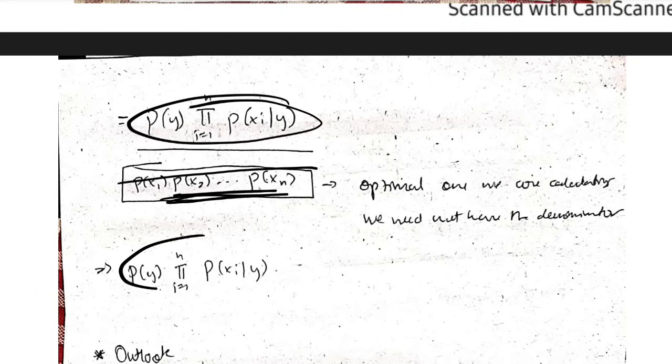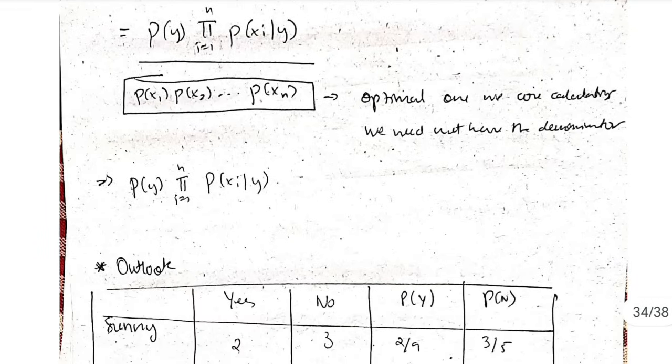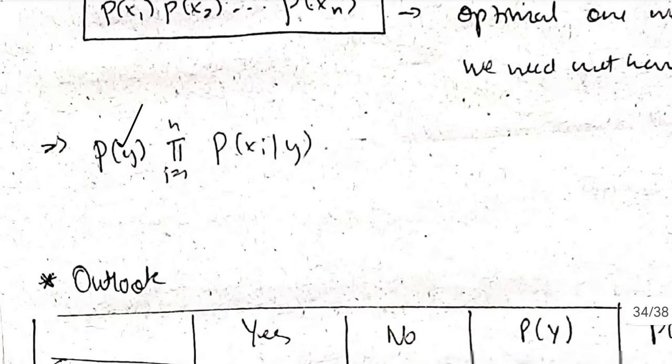So this is what we will be writing in the Bayes optimal classifier. Okay, this is the formula which we'll be using. Let's understand this by an example. Observe carefully what is there. P of y is there, and P of x1 by y, x2 by y, x3 by y, and so on till xn by y is taking place.